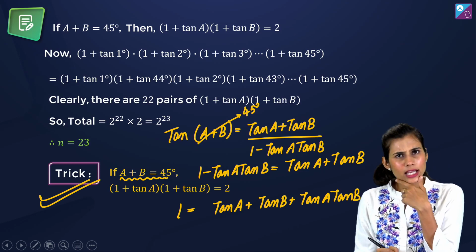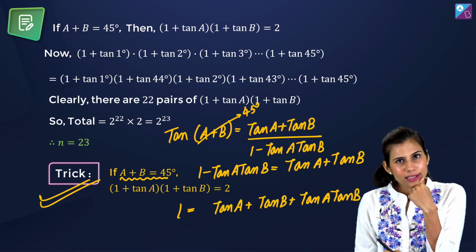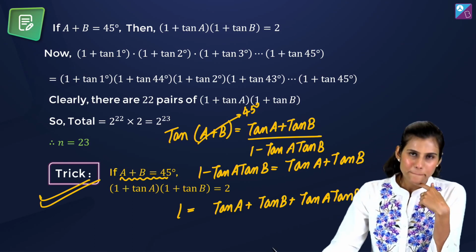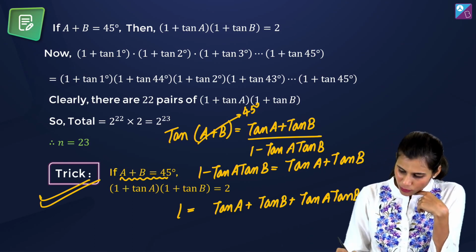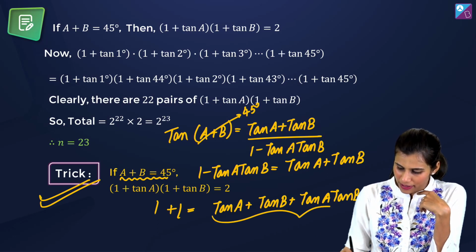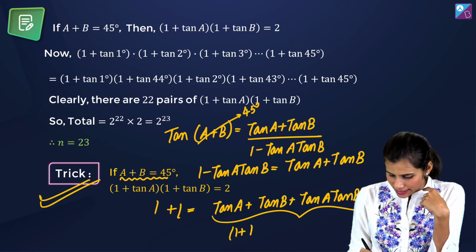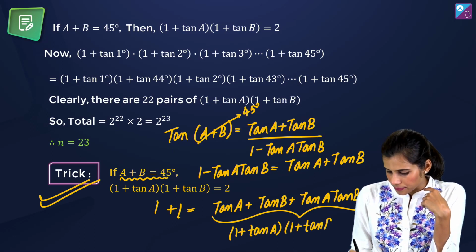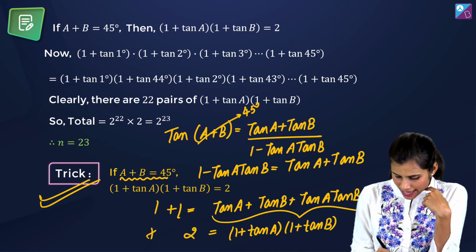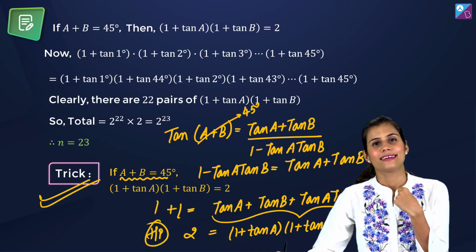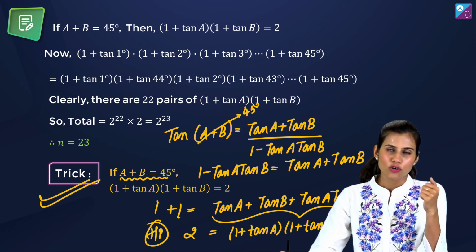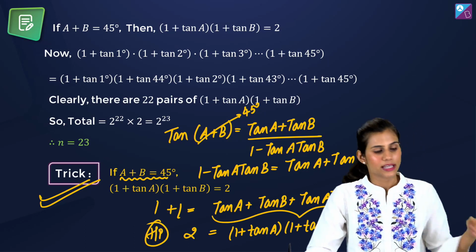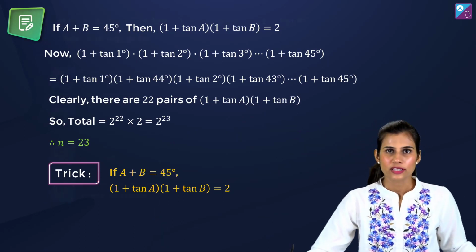What is this? I am going to add a 1 here, add a 1 here: 1 plus tan A plus tan B plus tan A tan B. What is my right hand side? It is 1 plus tan A into 1 plus tan B. Correct? And this is 2. Hence proved. So the right hand side expression automatically became 1 plus tan A times 1 plus tan B, and as a result the left hand side became 2, thereby justifying the result.